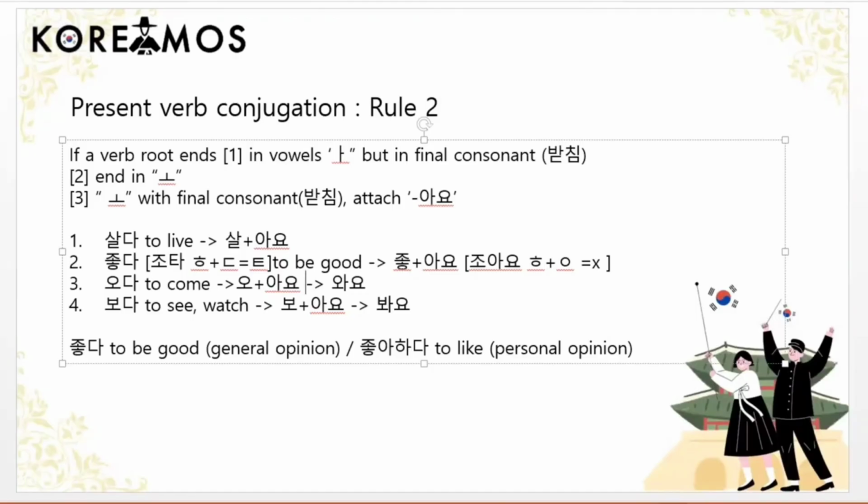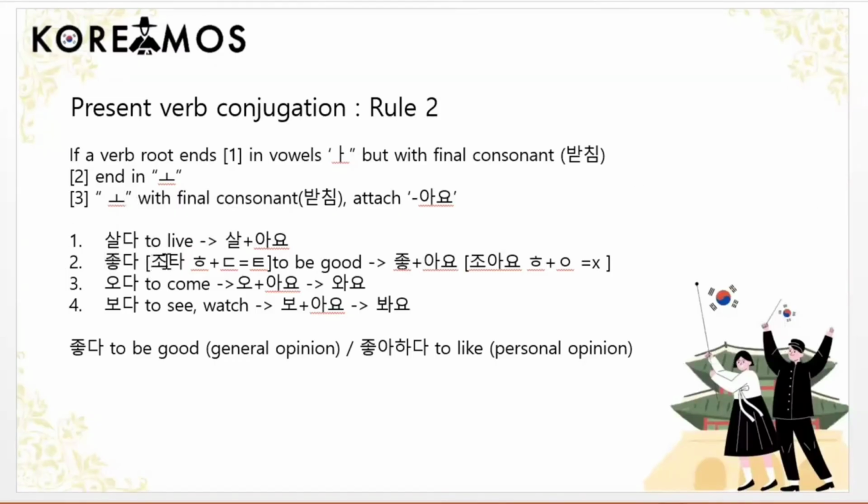Or number two, 좋다. It ends in vowel o, but with a final consonant. For instance, this one ends in vowel o, but with a final consonant. In this case, we attach 아요, 좋아요, 좋아요.